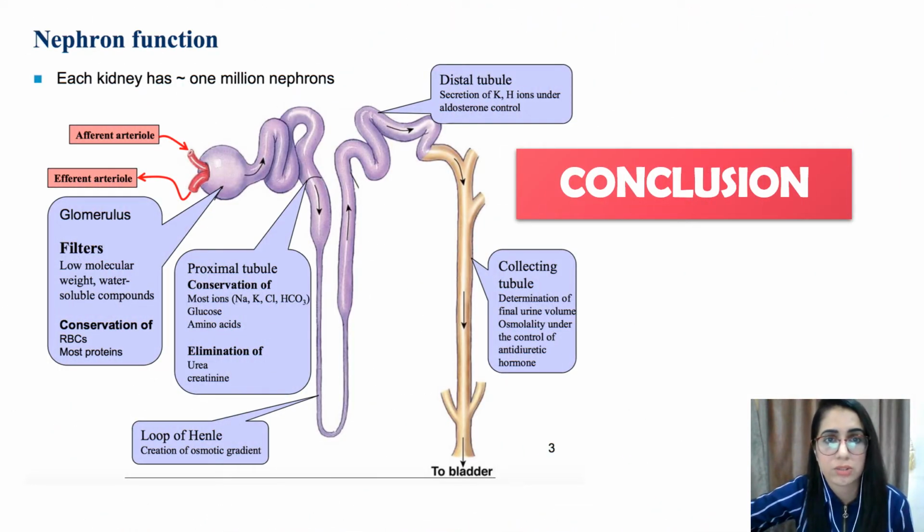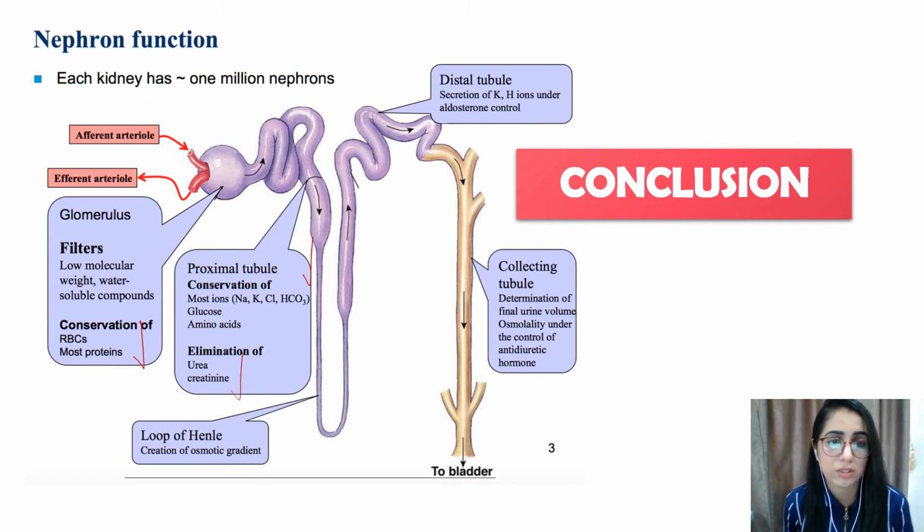So this is the conclusion. You can look at the nephron function. We have the glomerulus, which filters low molecular weight and also water soluble compounds, and it conserves the red blood cells and most protein. Proximal tubule: conservation of most ions, and elimination of urea and creatinine.